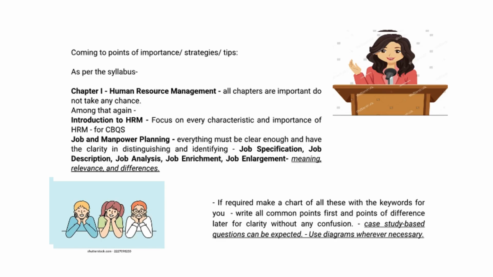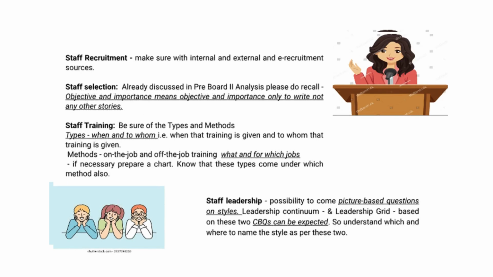Also remember all those lessons under HRM are staffing functions, and remember the order of those functions. Staff recruitment. Make sure with internal and external and e-recruitment sources. Staff selection. Already discussed in Pre-Board 2 analysis. Please do recall, objective and importance means objective and importance only to write, not any other stories.